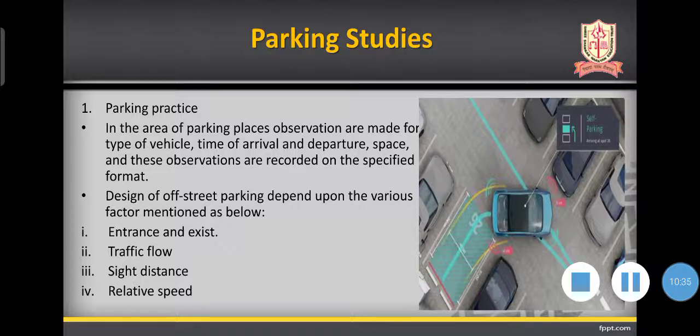After studying that, we have to consider the various factors. If we are considering off-street parking, we have to see the entering and exiting time of the vehicle, then the traffic flow on the street, then the side distance required for easy flow of the traffic, then the relevant speed of the traffic which is flowing. Only then can we provide the facilities on the street.